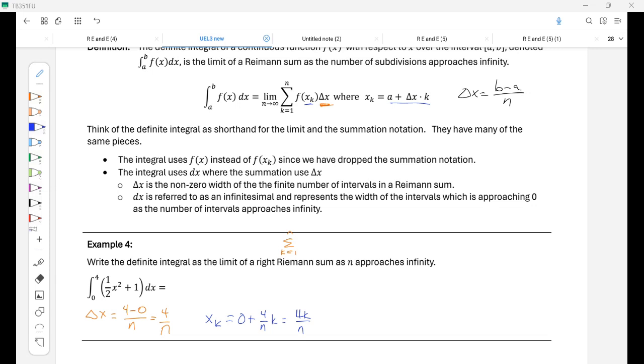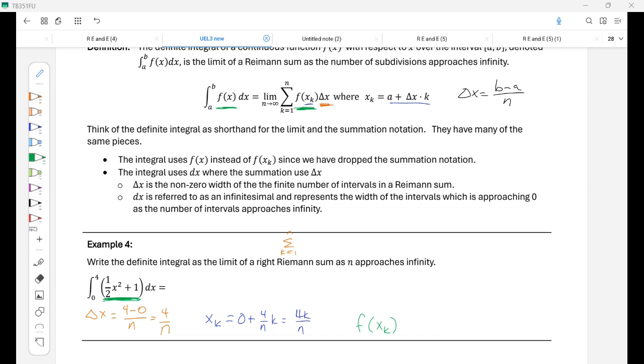And the last thing that I need is now I need to take f of x sub k. So get one last color here. Now we want to know what f of x sub k is. But f is the function that we're integrating. So I'm going to take 1/2 x squared plus 1 and plug in, instead of x, my xk. Okay? So in the integral, we have f of x, but in the summation, we need f of xk.